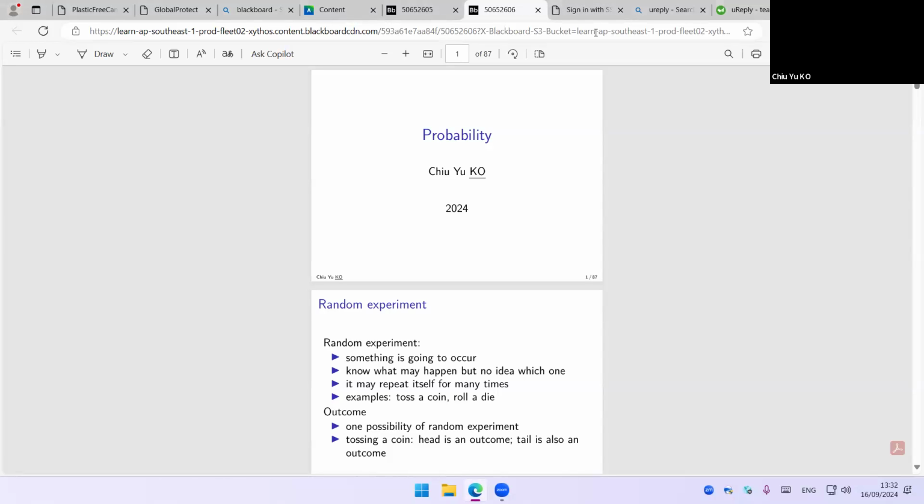Today we will talk about topic 2, about probability. Just a quick review. We will spend 5 minutes reviewing a little bit about topic 1.